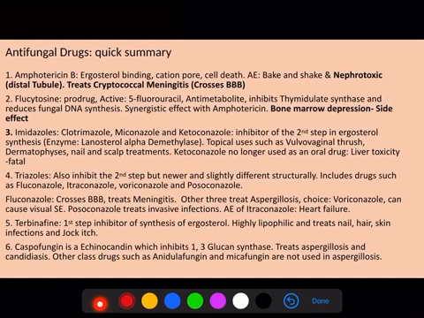The second class is triazoles. These are inhibitors of the second step as well, but newer and slightly different in structure. These include drugs such as fluconazole, itraconazole, voriconazole, and posaconazole. Fluconazole is the second-line treatment for meningitis because it is able to cross the blood-brain barrier. Others treat aspergillosis. The choice is voriconazole number 1, which causes visual side effects. Posaconazole treats invasive infections, and an adverse effect of itraconazole is that it can cause heart failure.